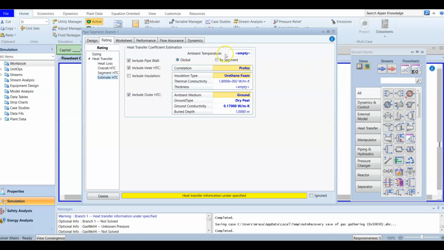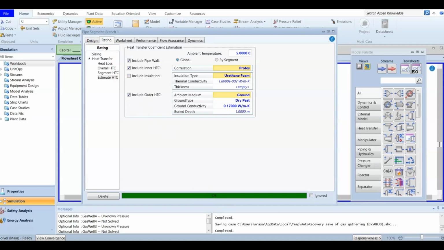And here you have ambient temperature, we enter it to be 5. Okay, so here we are using the global, not by segment. We are defining the global, the total. If you choose by segment, you have 3 printed results for the 3 segments that we have. Okay, so now after adding this information about the heat transfer, the estimate HTC, we will find out that our pipe segment is solved.